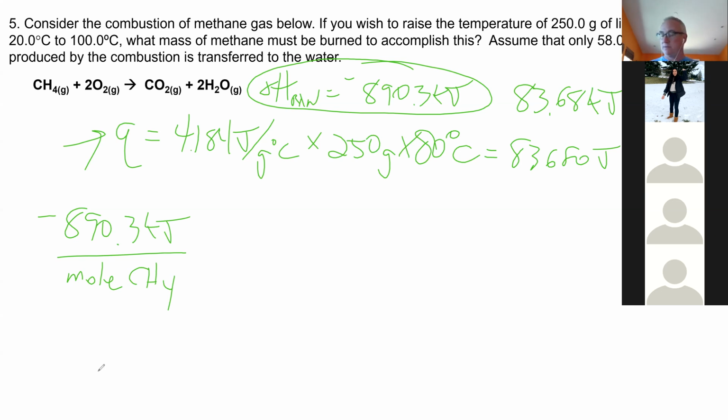So our question is, what mass of methane will give us this much? And the other thing we have to consider is that only 58% of that will make it to the water. So does that mean we are going to need more than this or less than this? Are we going to need more than our 83 kilojoules, or less than 83 kilojoules?